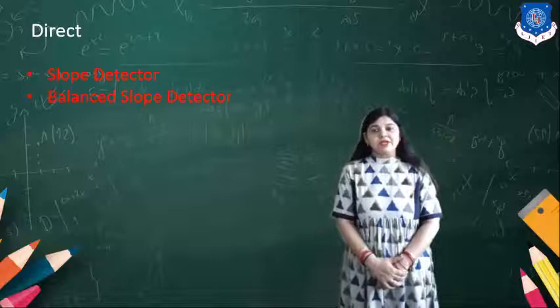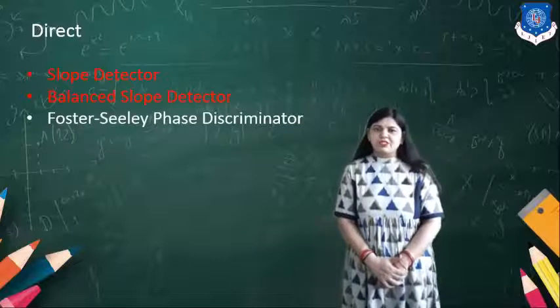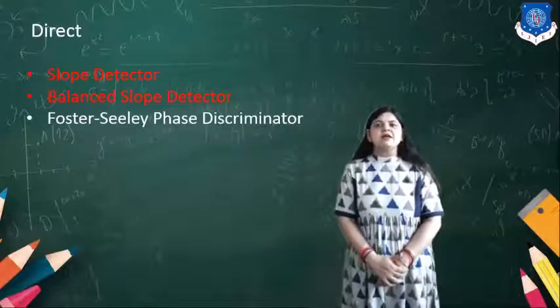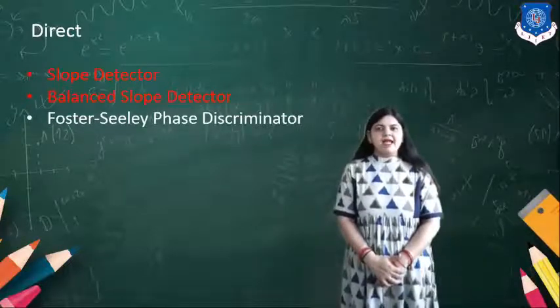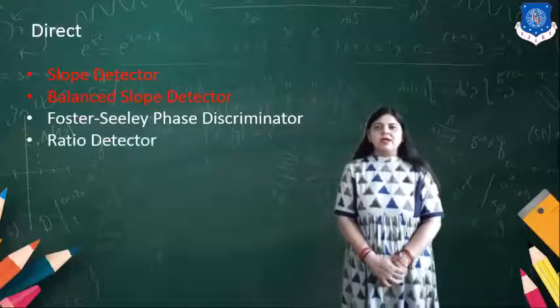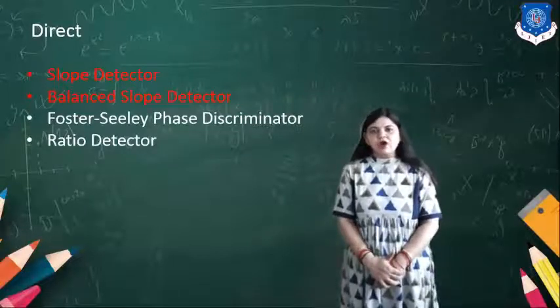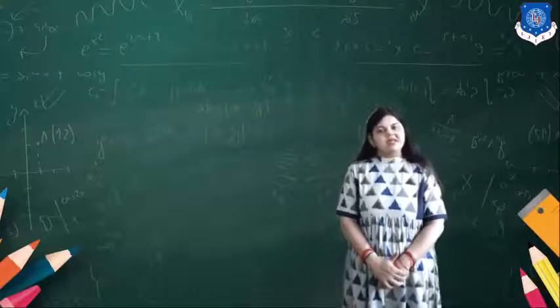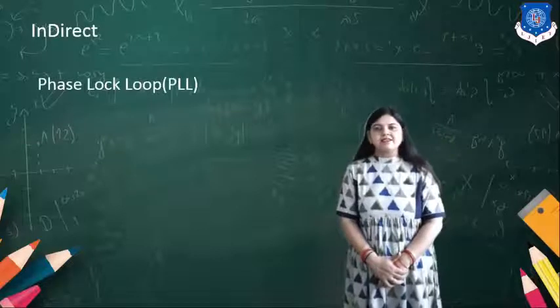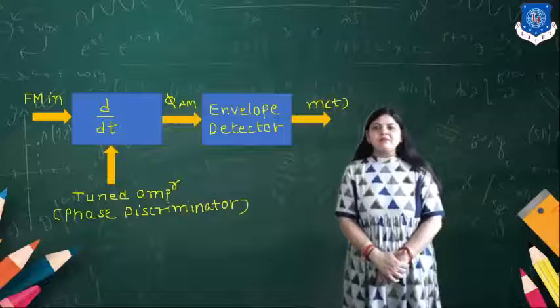Now today in this video, we will learn about the other two methods of FM demodulation. One is the Foster-Seeley phase discriminator, whose other name is the Foster-Seeley discriminator, and it discriminates by phase, so people also call it the phase discriminator. The other is the ratio detector. These two methods are also in the direct FM category, and the indirect method is the phase locked loop.